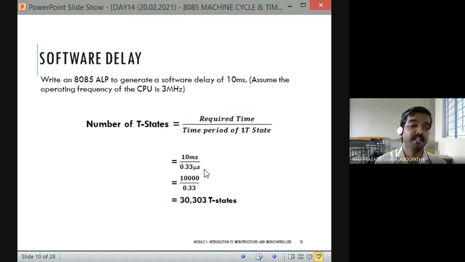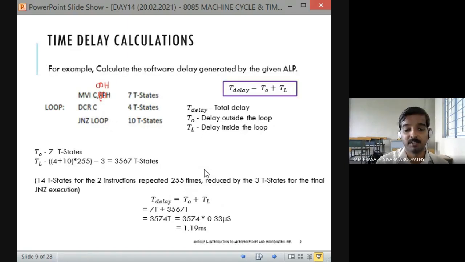So write an 8085 ALP to generate a software delay of 10 millisecond. Assume the operating frequency of the CPU is 3 megahertz. Okay. So they have said the operating frequency of my microprocessor is 3 megahertz. Fine. We have to generate a 10 millisecond time delay. Correct? So we saw the previous program well. With a single count and a single loop, what can we do? We can generate a maximum of only 1.19 millisecond time delay. So with a single loop we cannot generate more than 1 millisecond.